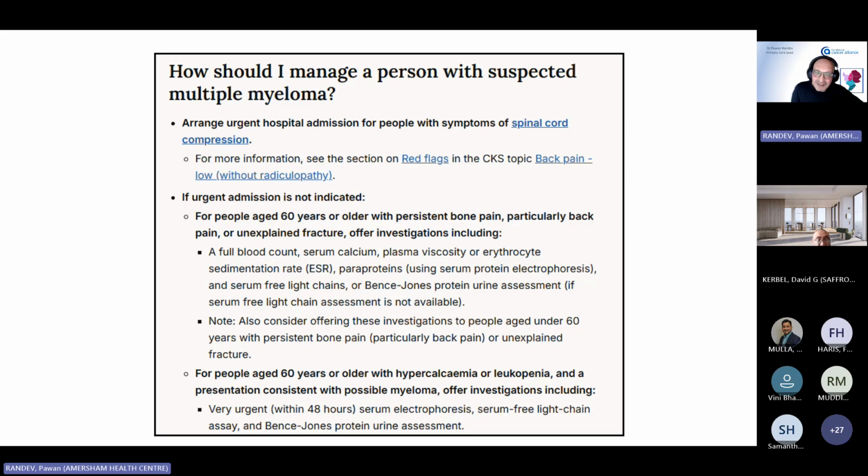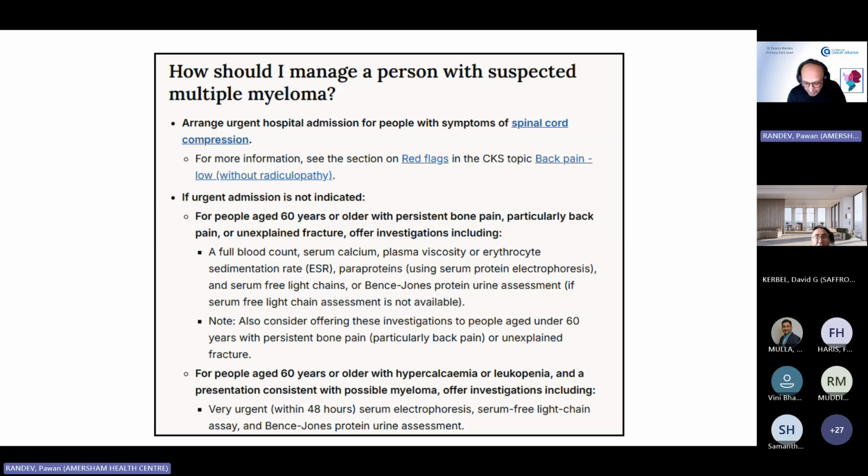And NICE is clear about the investigations that they want to offer. This is in the over 60s, but they also say, do you know what? Think about the under 60s as well. And this is really important, because for whatever reason, we seem to be getting more people under the age of 60 coming through this. And this is somehow reflected in increasing numbers of many cancers in younger patients. And another example is bowel cancer in the under 50s is increasing fast.